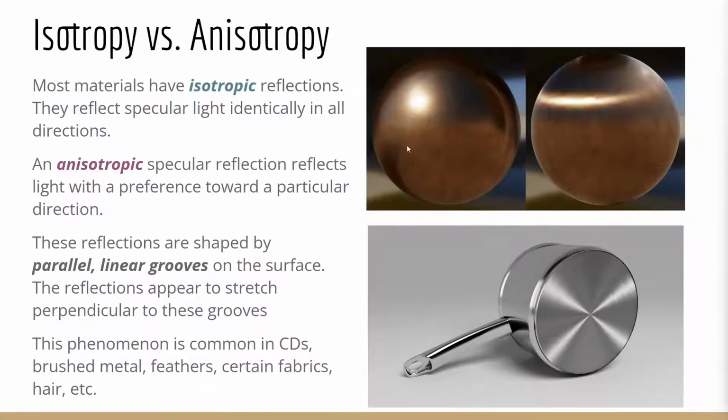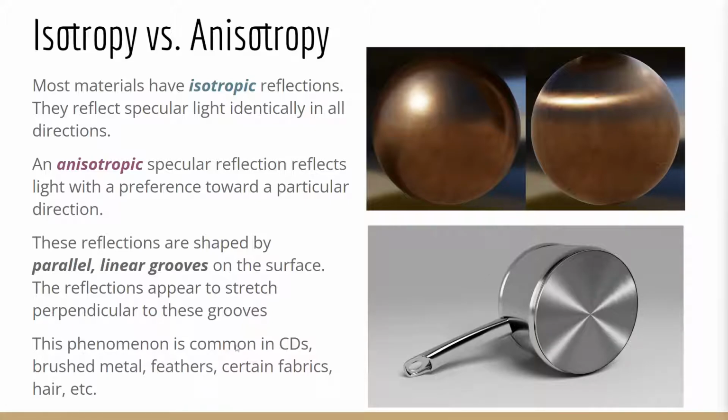So you can see on the left-hand side we have an isotropic sphere, and on the right-hand side we have an anisotropic one, and you can see there's a favored direction that is reflecting the light. These light reflections are usually caused by parallel linear grooves on the surface. So the reflection appears to stretch perpendicular to these grooves. You can see down here we have this brushed metal iron pot, and because of those linear brushed metal grooves going in a circular shape, they're stretching our reflections perpendicular to the direction of those grooves.